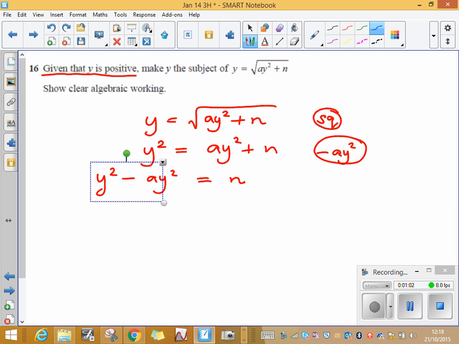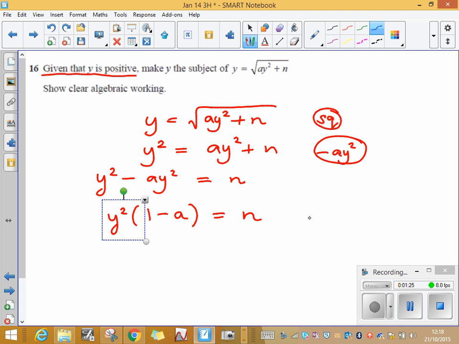Now the reason I've collected y on the left hand side is because I can now factorize, because y, or in this case y squared, is a common factor. So I can take the y squared out as a common factor. What do I multiply y squared by to get y squared? Well, that's going to be 1. What do I multiply y squared by to get minus ay squared? Well, I'm multiplying by minus a, and that is equal to n.